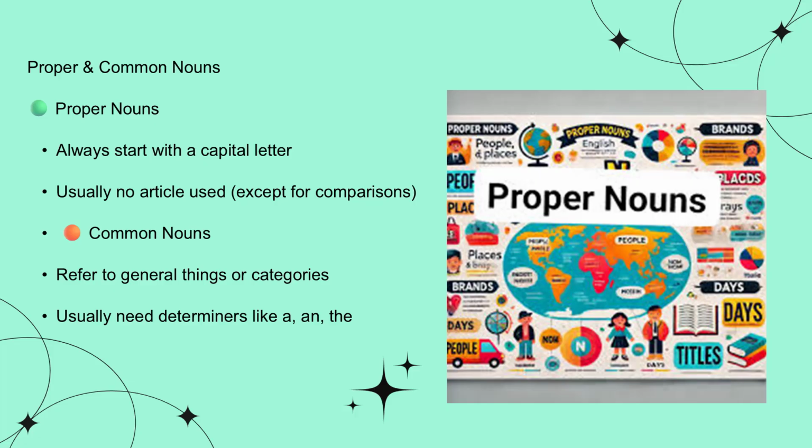Proper and common nouns. There are two major types here, proper and common nouns. Proper nouns name specific entities, like India, Amazon, or John. They always begin with a capital letter. Common nouns are general and often need determiners, like a doctor, the river. Avoid articles before proper nouns unless used comparatively. Mastering this distinction builds grammatical accuracy.